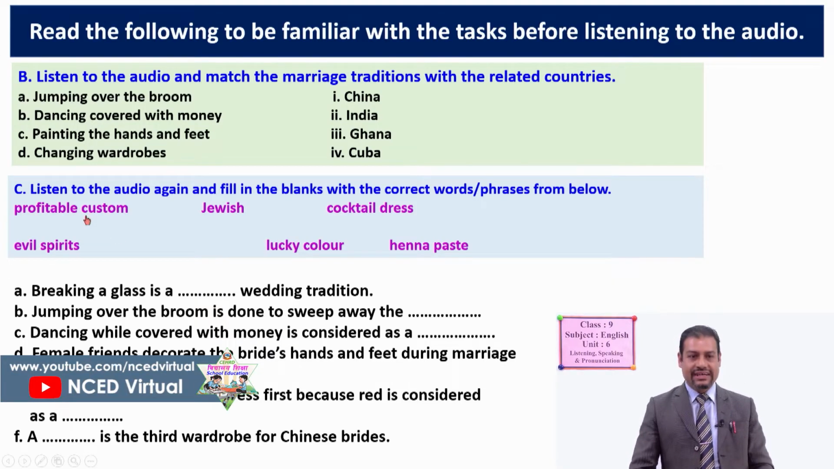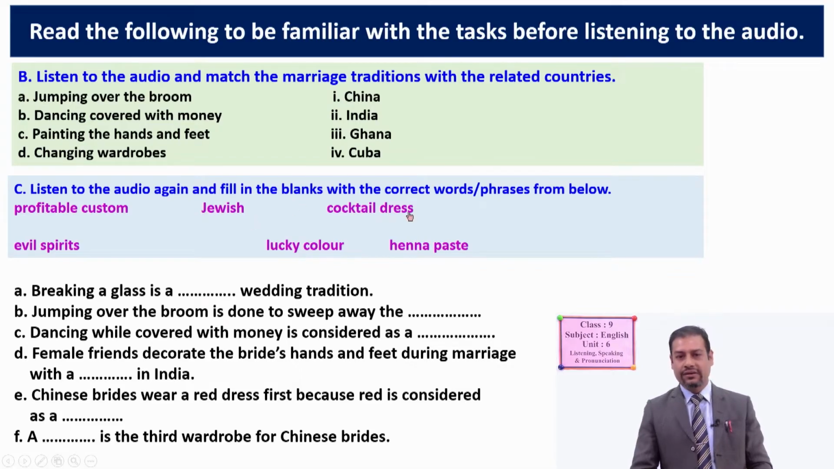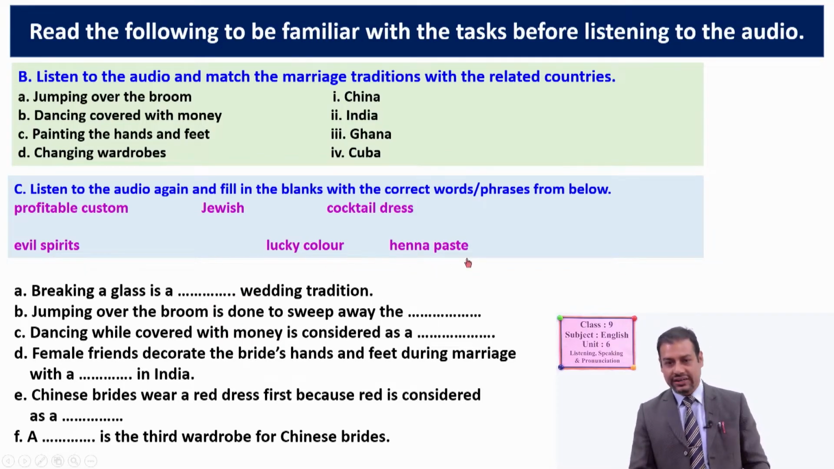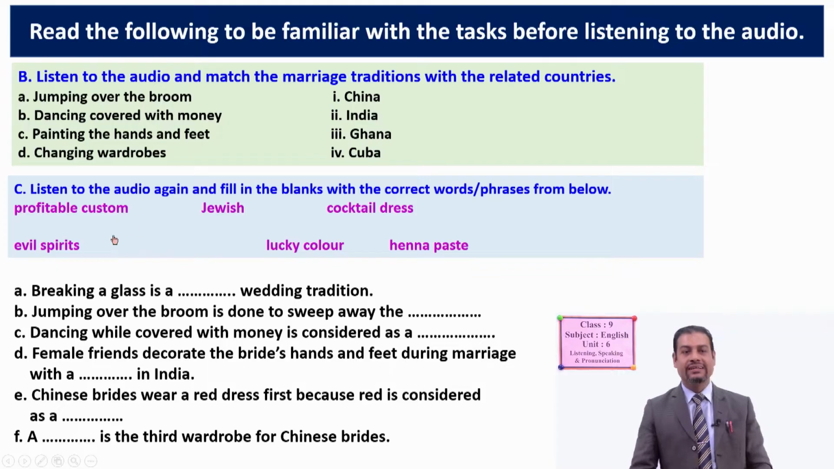The instruction says, listen to the audio again and fill in the blanks with the correct words or phrases from below. See, we have the words or phrases here: profitable custom, Jewish, cocktail dress, evil spirits, lucky color, and henna paste. Okay? Now, you have to supply these words in the blanks correctly.